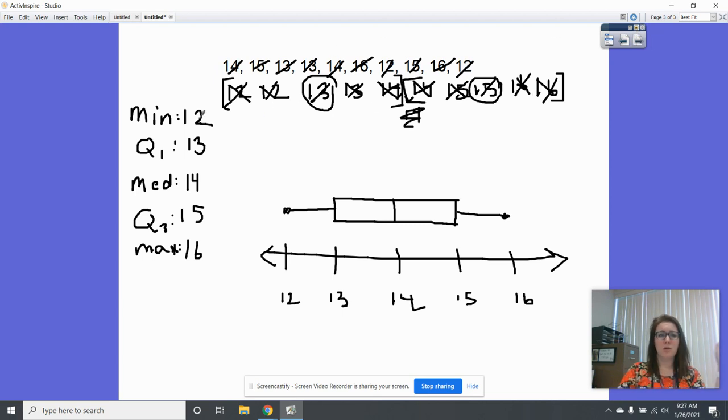Put the numbers in order, find the minimum and the maximum, find the median by crossing them off until you find the very middle. Then to find quartile 1 and quartile 3, ignore the very middle, and just of the two sides, find the median of each side. That's a box and whisker plot.